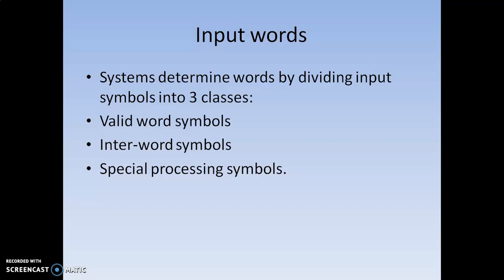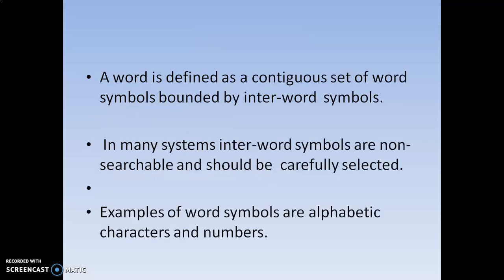Valid word symbols are nothing but the universally acceptable grammatical symbols, grammatical words. Okay, these are valid word symbols. Interword symbols are some special kind of symbols, an alphanumeric combination. In many systems, interword symbols are non-searchable and should be carefully selected. Some are specially used to design. Examples of such things are some combination of alphabetical and other characters.